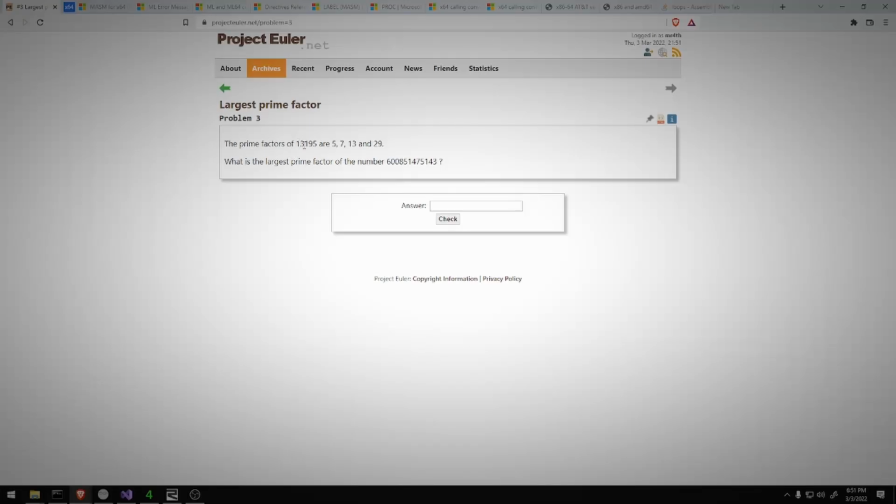The prime factors of 13,195 are 5, 7, 13, and 29. What is the largest prime factor of the number, well, this number?